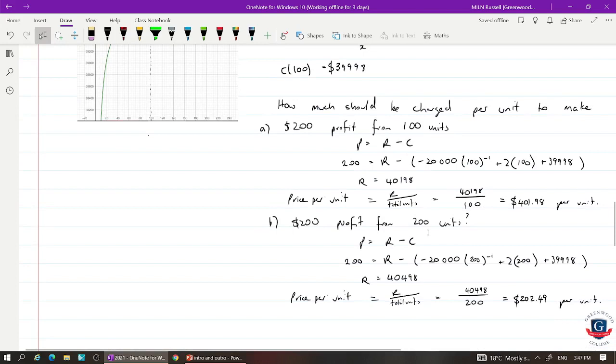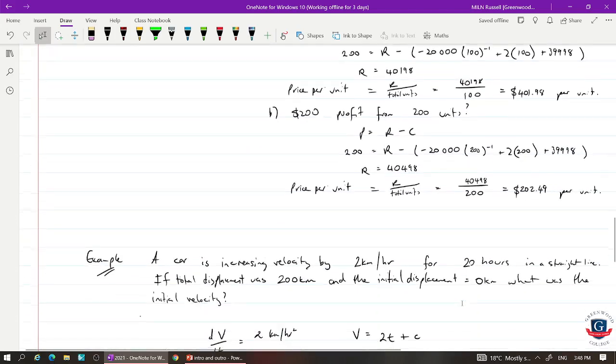Now, what if we produce 200 units? Is the cost per unit better? Well, let's check. 200 equals revenue for 200 units. That comes to this amount here. Divide that by the 200 units to get the price per unit, and we get $202.49. It's much cheaper per unit to produce than it is for just 100 units. That initial cost here is spread over more units, and you can get the cost per unit down. If you get the cost per unit down, you can get your charge rate down as well, your sell price.